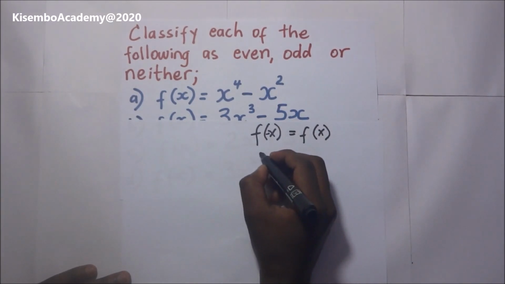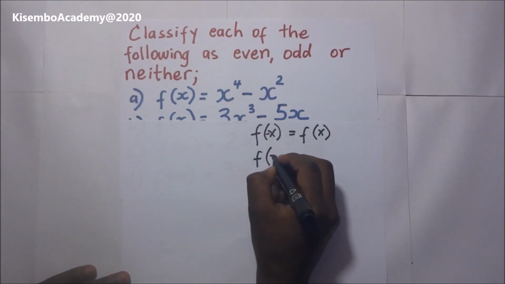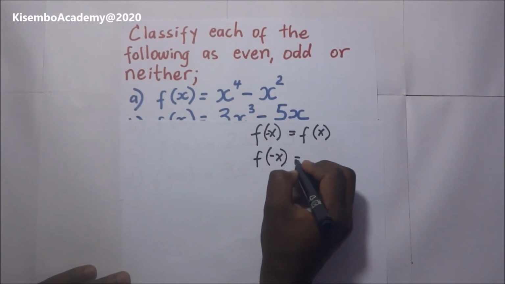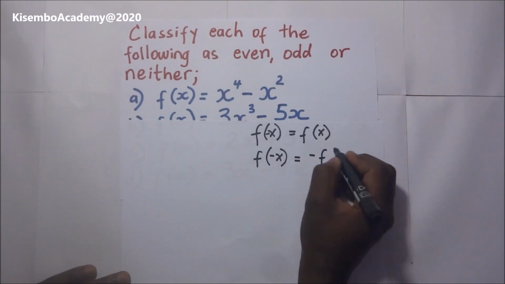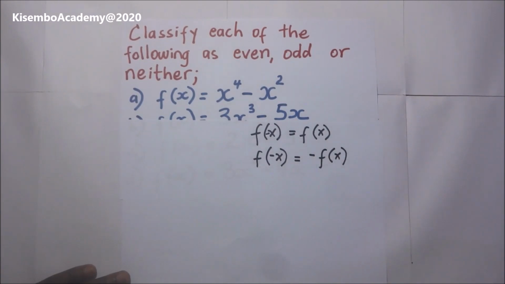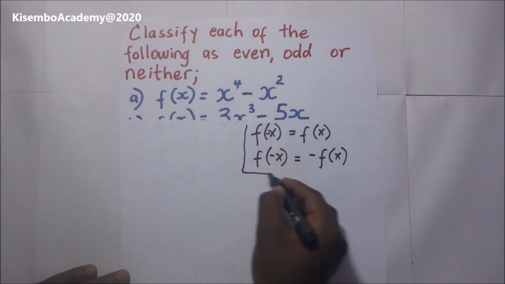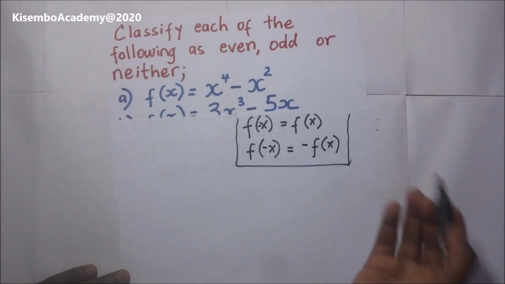When it is an odd function, when we plug in a negative, it is supposed to return something like that, like we had seen earlier. Let's take note of this as we get started.